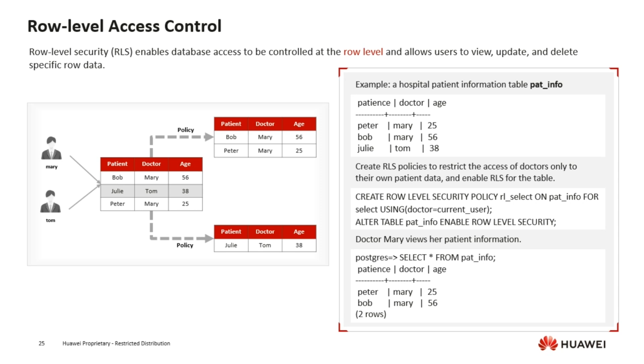We can have an example. Here is a doctor-patient model. Mary and Tom are doctors and they have several patients. All this information is stored in one table so that they can query each other's patients. We can create row-level security policies to restrict their access. By setting doctors equal to current user and then enabling RLS for this table, doctors can only access their own patients when performing select queries without specifying a where clause.